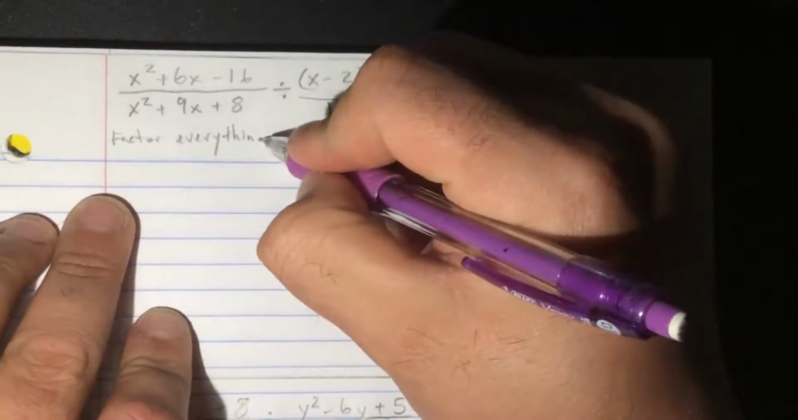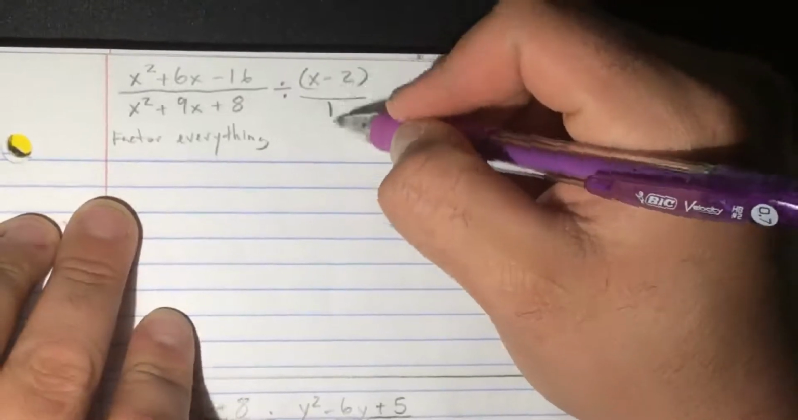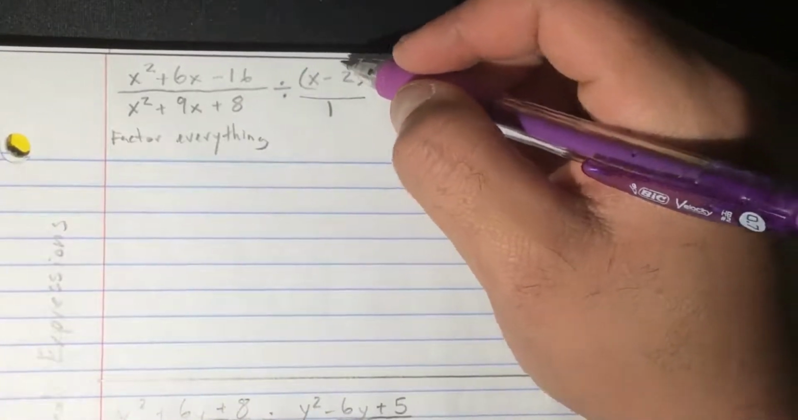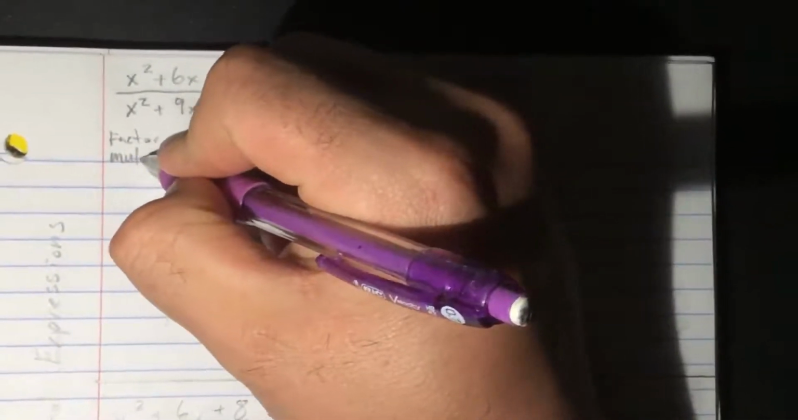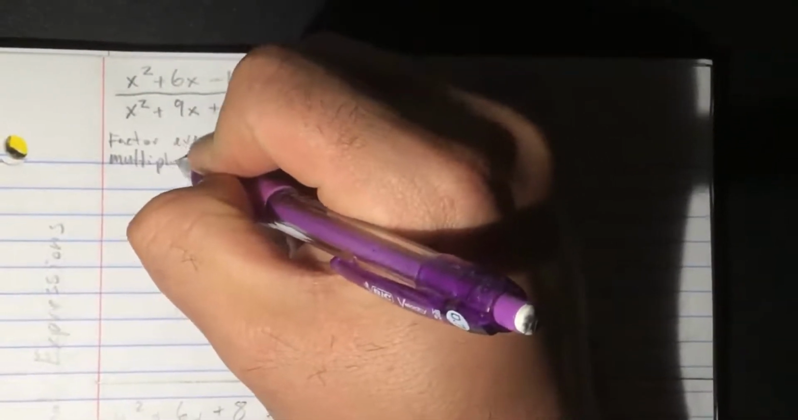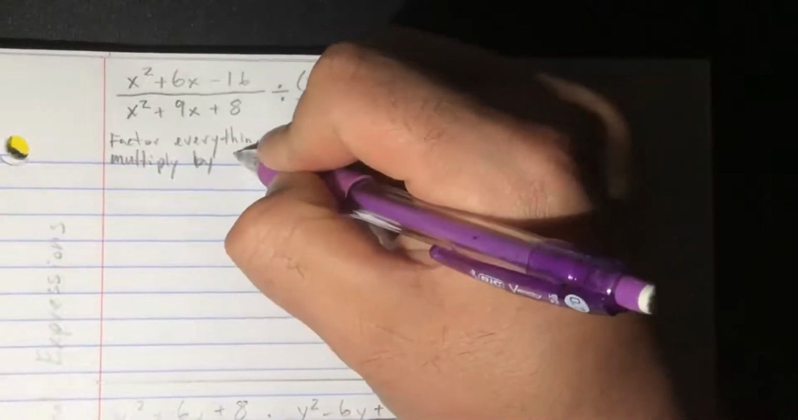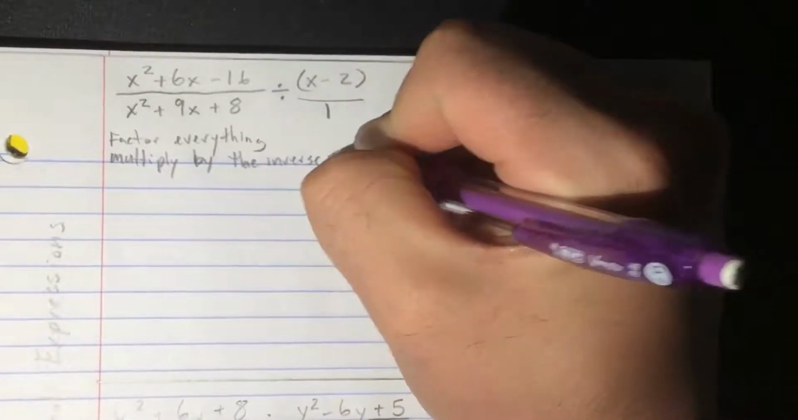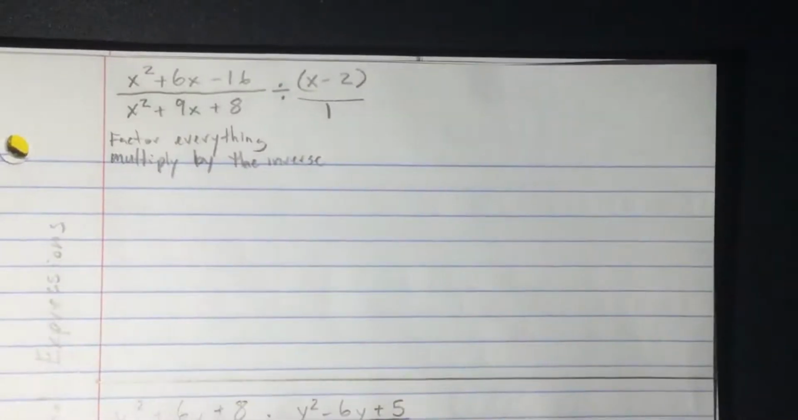It looks like we can only factor these two. These two are already factored all out. After we do that, we're going to multiply by the inverse, because remember, we are doing division, so we have to multiply by the inverse. So let's do our two factors that we need to do.